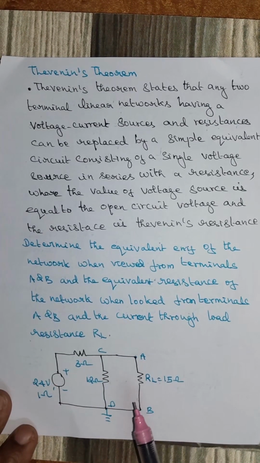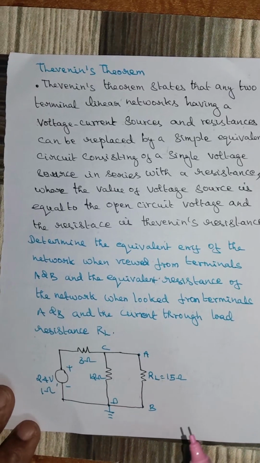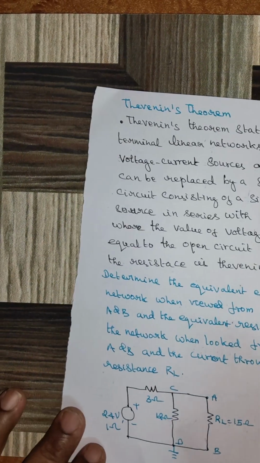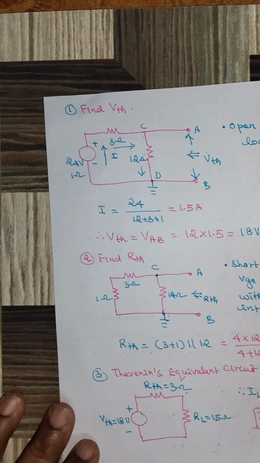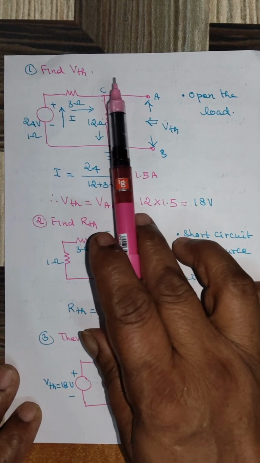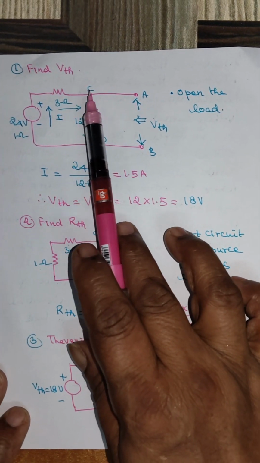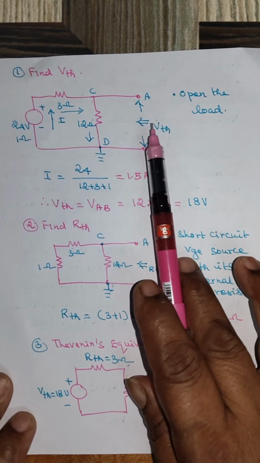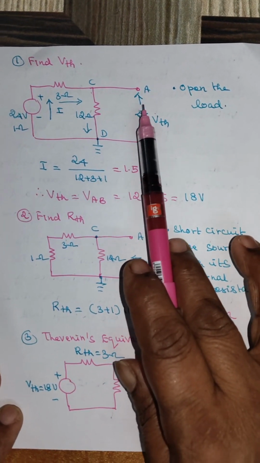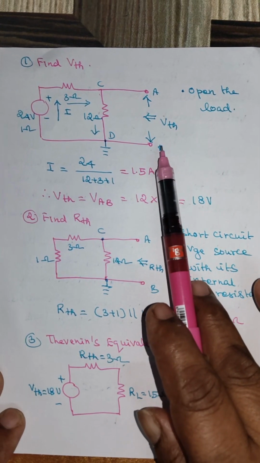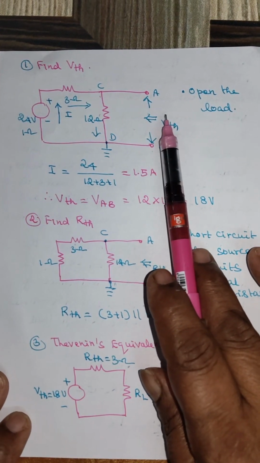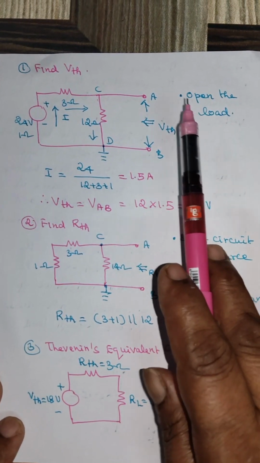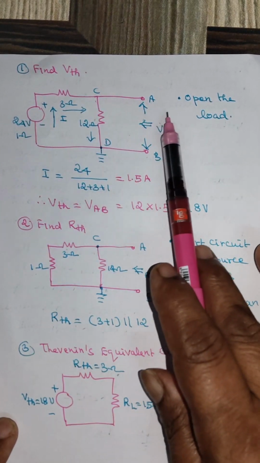Now we are going to solve this problem using Thevenin's theorem. So for this, in step 1, we are going to find the Thevenin's voltage VTH. While calculating Thevenin's voltage, we have to remove the load resistance from the circuit. Here the load resistance is connected between terminals A and B, so it is removed from the circuit, that is, it is open circuited. Then the circuit becomes like this.